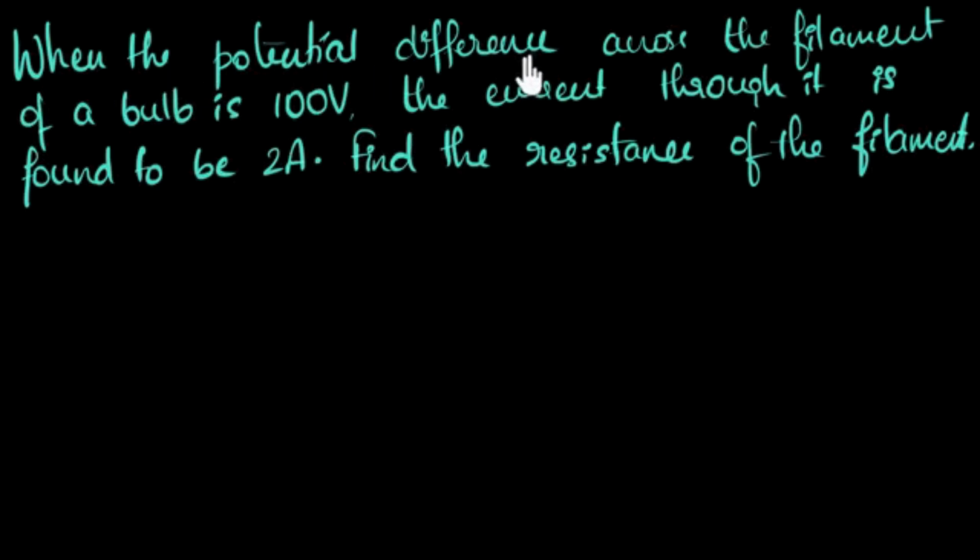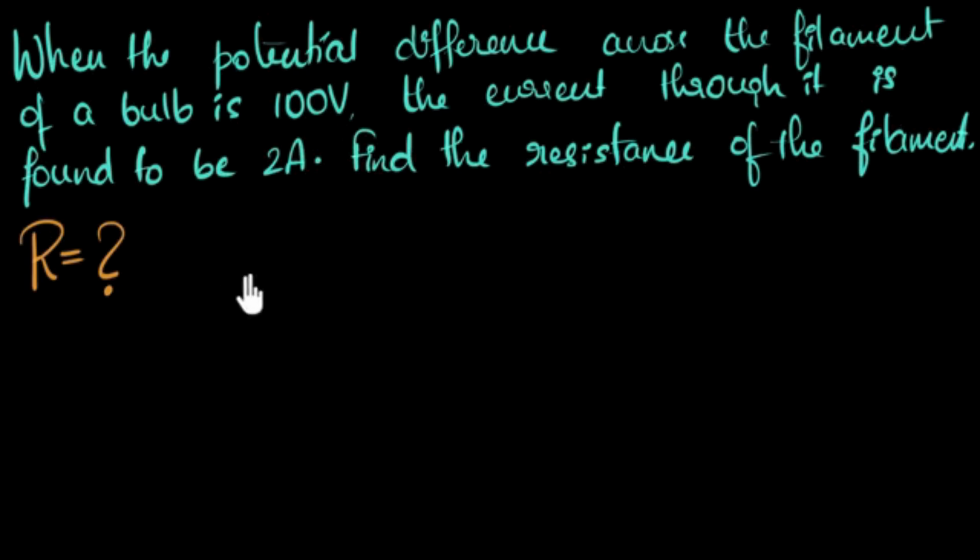When the potential difference across the filament of a bulb is 100 volts, the current through it is found to be 2 amperes. Find the resistance of the filament. So we are asked to calculate what the resistance, which we'll call R, of the filament is. This is what we need to find. And what we are given is the potential difference across the filament of the bulb is 100 volts.